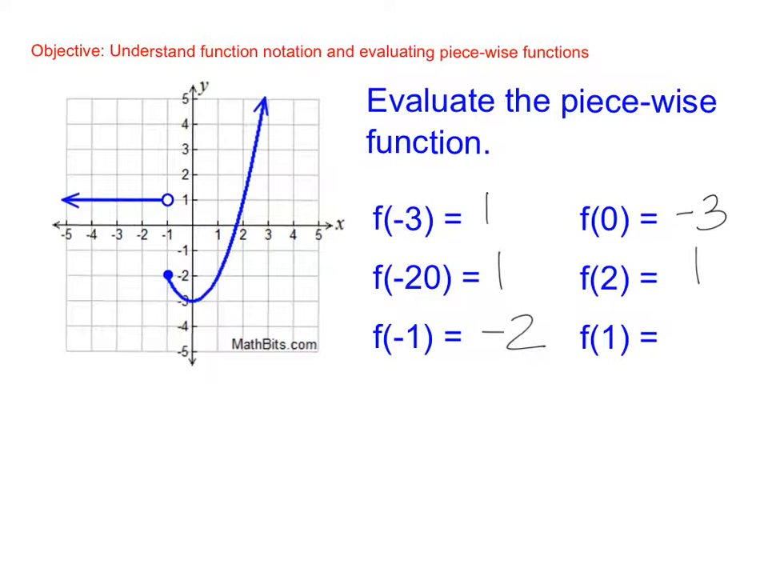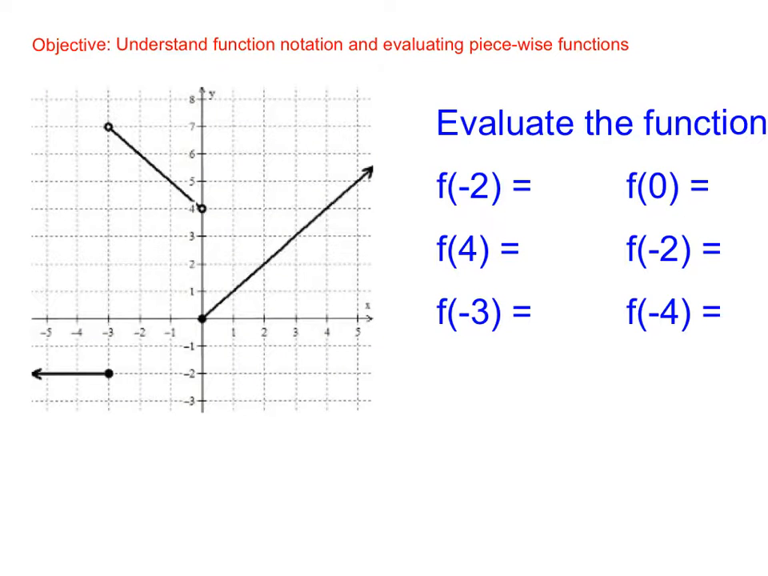And f of 1. So go to the x value 1, go where's the graph? Down here, so we just get -2. And that's it. Evaluating is pretty fun, or easy. All right, pause the video. I want you to try this one on your own.